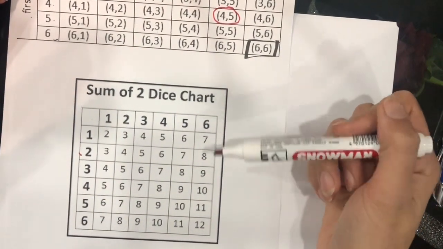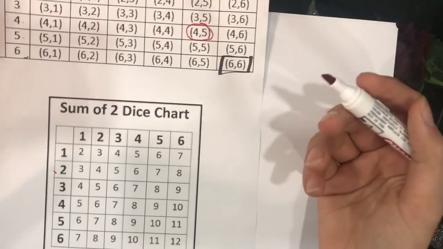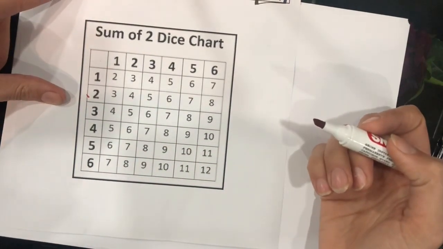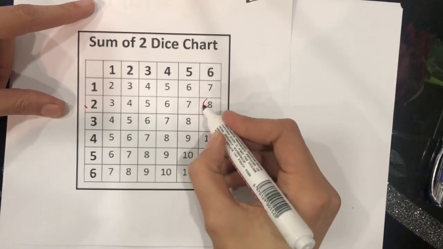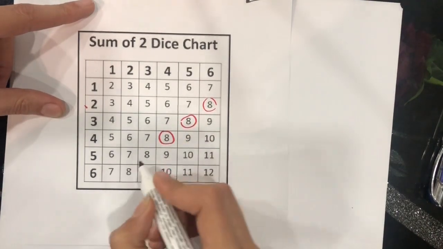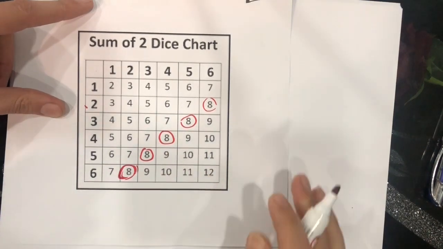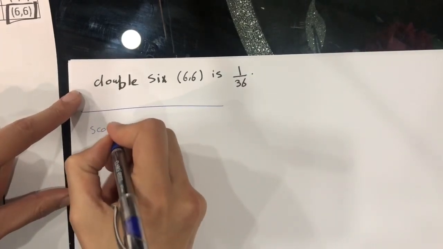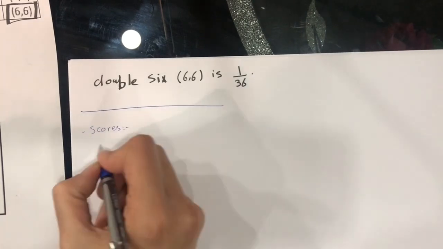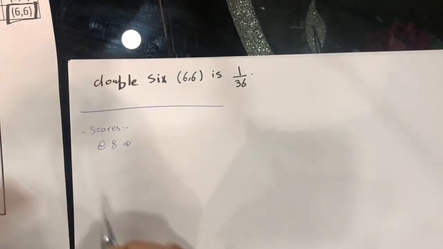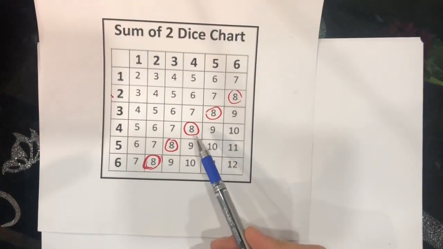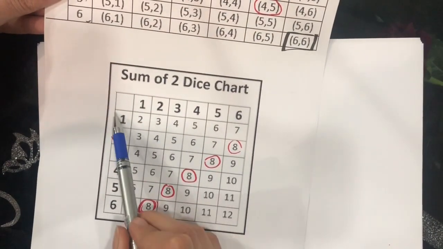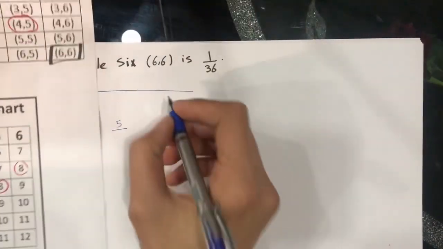Now, I added the scores. What is the probability of scoring a total of 8? Let's take a look at this table. Where are my 8s? I have 1, 2, 3, 4, 5. So if I score an 8, the probability of that happening is 5 out of 36 because 6 times 6 will give me 36 possible outcomes.